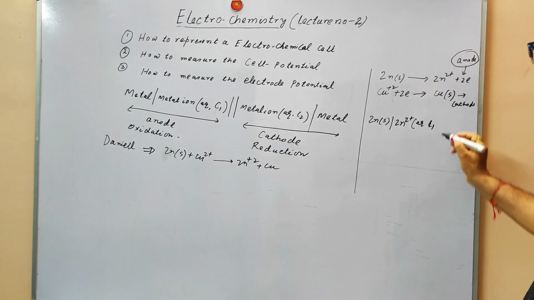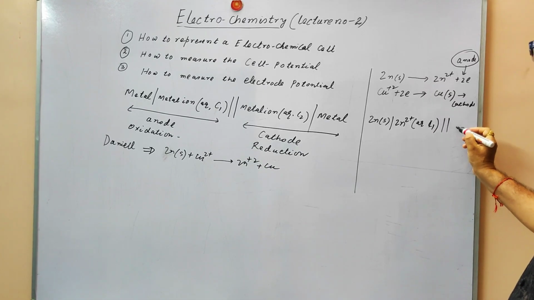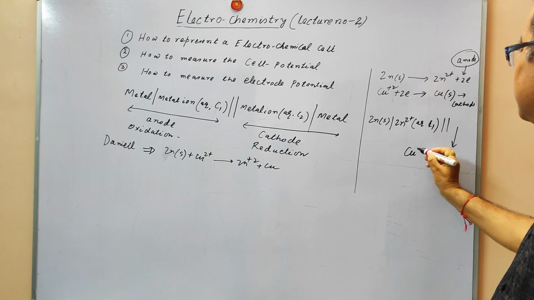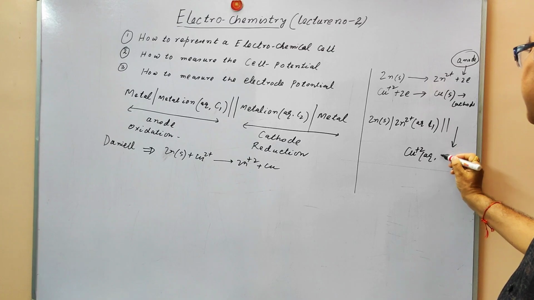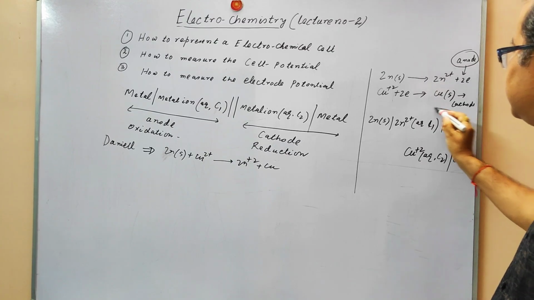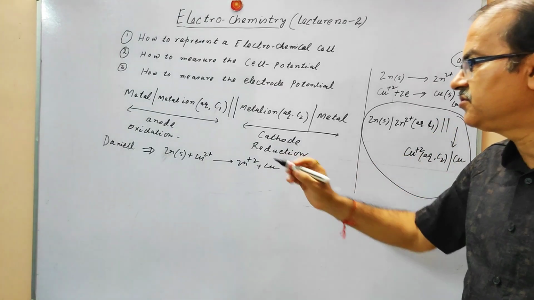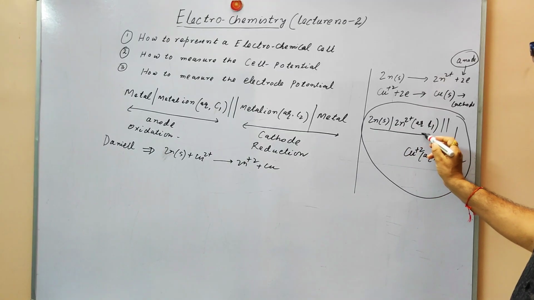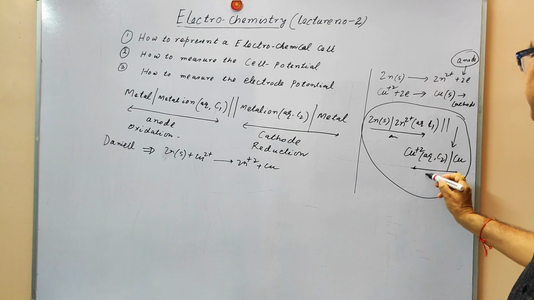the concentration of this ion we have to write, then a double vertical line, and you have to put here copper plus 2 aqueous and its concentration, and then copper. This is the representation of the Daniel cell where this redox reaction is going on, and this is the anode and this is the cathode.